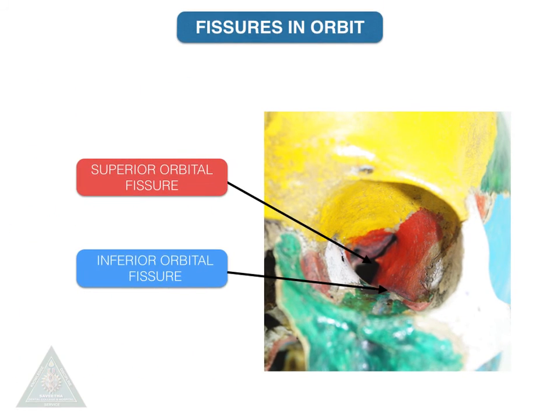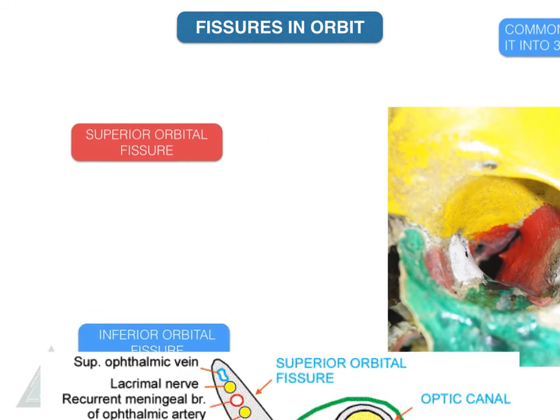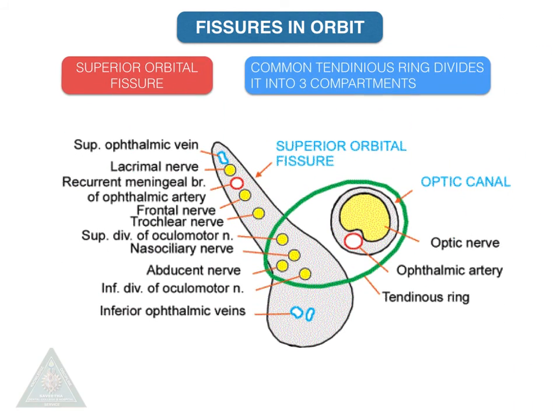Moving on to the fissures, we have two fissures: the superior orbital fissure between the greater wing and the lesser wing of sphenoid, and the inferior orbital fissure between the greater wing and the maxilla. The superior orbital fissure connects the orbit to the middle cranial cavity, and the inferior orbital fissure connects the orbit to the infratemporal fossa. Superior orbital fissure: the common tendinous ring divides this fissure into three compartments.